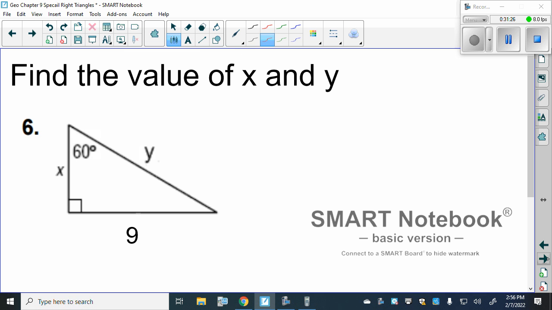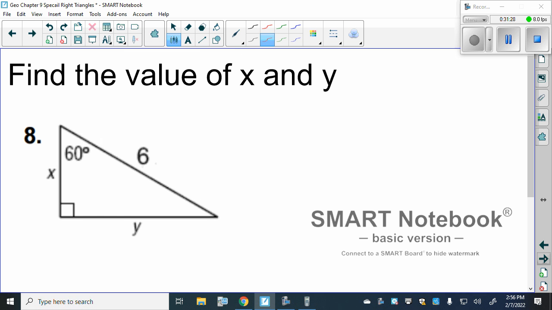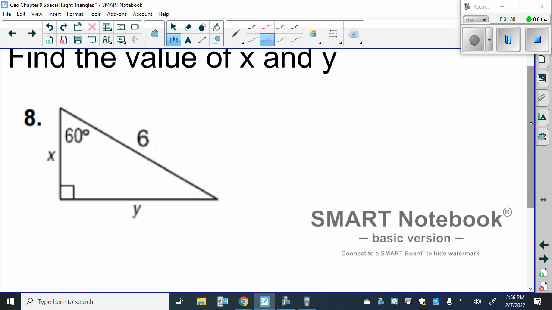Now that brings us to the last type here. And the last type is if we're given the hypotenuse. We did skip one, because we did skip the one that had 9 as the side opposite 60. Yes. Now this time we're given what side length to start with? Because it's the side opposite 90.